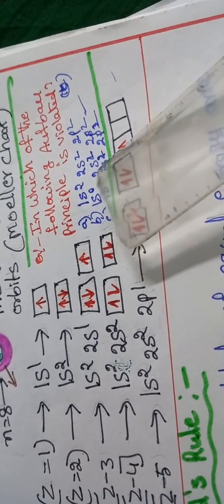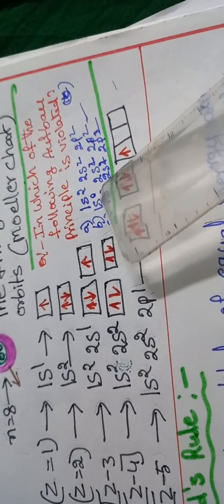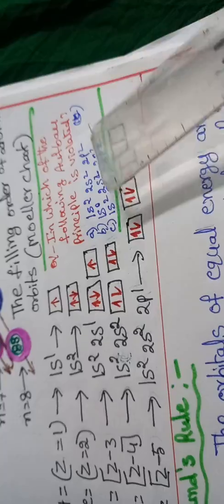Why? Because 1s0 means the orbital is empty. The next orbital is filled with 2 electrons and another orbital is filled too. But the Aufbau principle says the electrons are filled into lower energy orbitals first. So here the first one is empty. So B is correct. Okay. In which of the following is the Aufbau principle violated? B answer is correct. Okay.